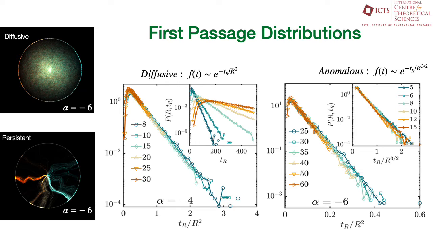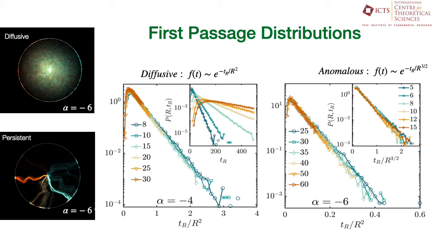But when the activity is increased to higher levels, such as alpha minus 6, you can see that for shorter distances, which is shown in the inset on the right, the collapse happens when the first passage time is scaled by r to the power 3 by 2, which really shows that the behavior is anomalous for shorter distances. While again, if we go to distances that are large, or for large radii of the circles, the classical diffusive behavior starts to dominate, and we again get a collapse for r square, which is shown in the main panel of the figure on the right.